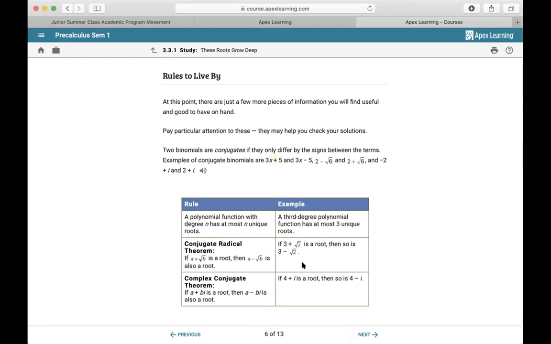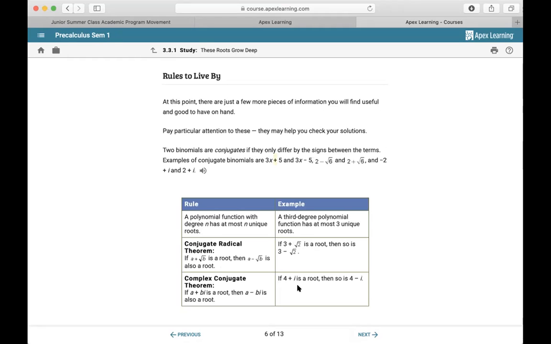Then you have this conjugate radical theorem. And this one is saying that if you've got 3 plus the square root of 2 as a root, then also 3 minus the square root of 2 is a root. All right, and we've talked a lot about that with the quadratics. So you already know this one. We're now just putting a theorem name to it.